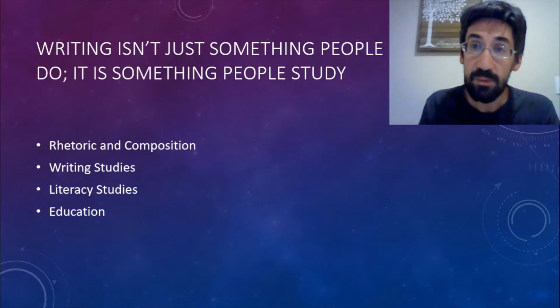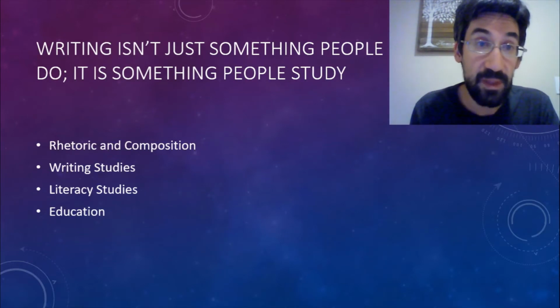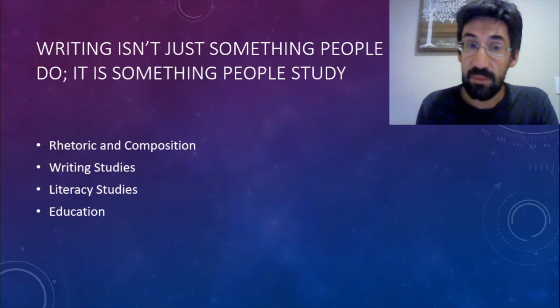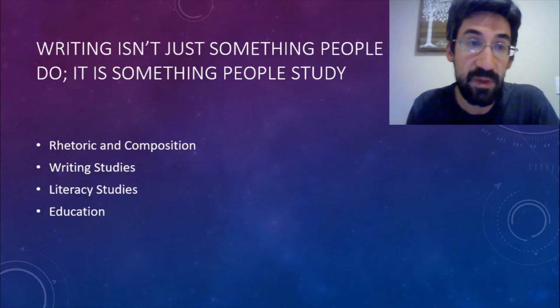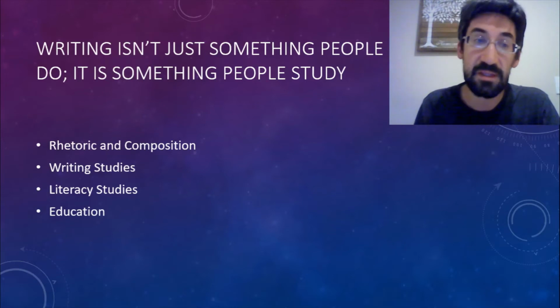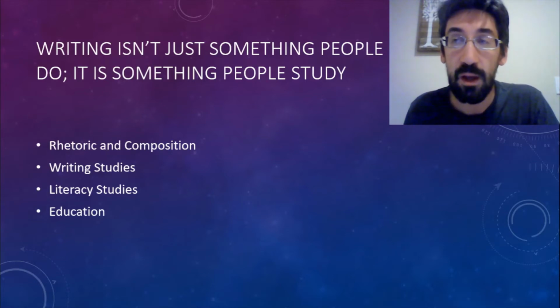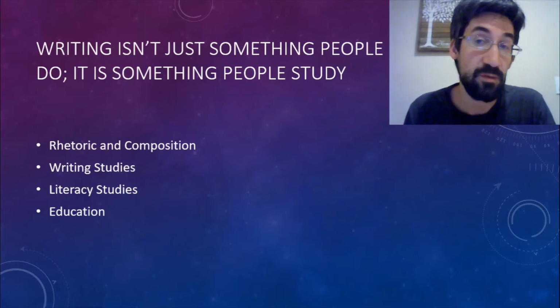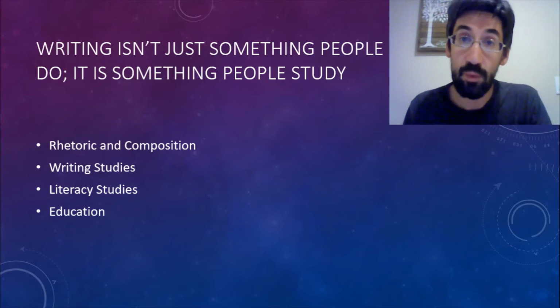Now, a core principle here that I think is important to think about is that, as the text argues, writing isn't just something that people do. It's something that people study, and we can see this in a number of fields, right? Rhetoric and composition, writing studies, literacy studies, education. These are all scholarly disciplines that study in their various ways how writing works.